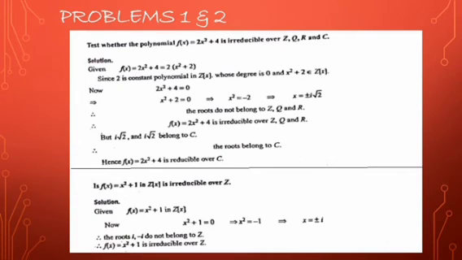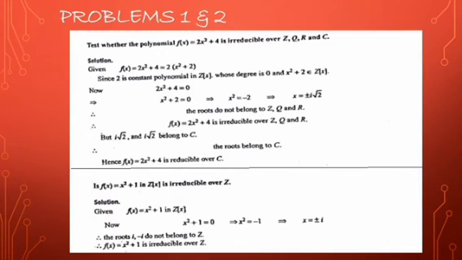So the second problem. The second problem is f of x is equal to x square plus 1 in Z of x, is it irreducible over Z? They are asking whether this second degree polynomial in Z of x, they haven't mentioned any modulo here, is irreducible over Z. So first, what will I do? Given f of x is x square plus 1 in Z of x.